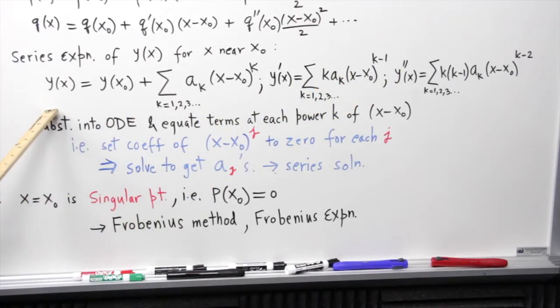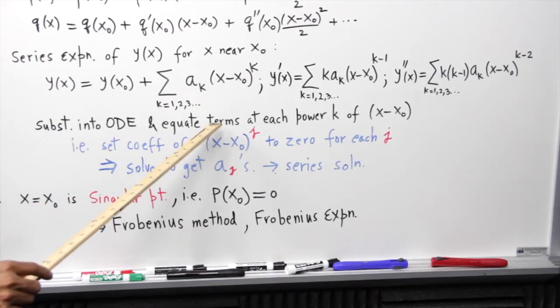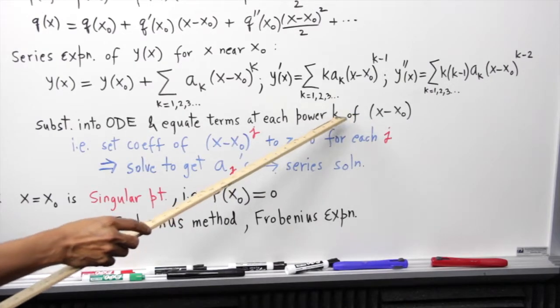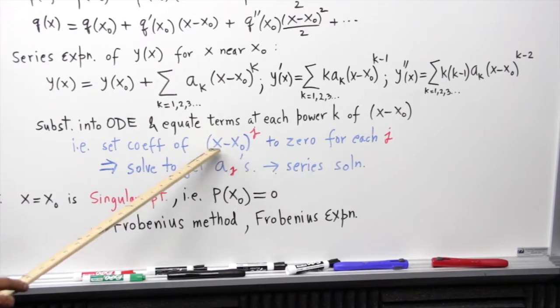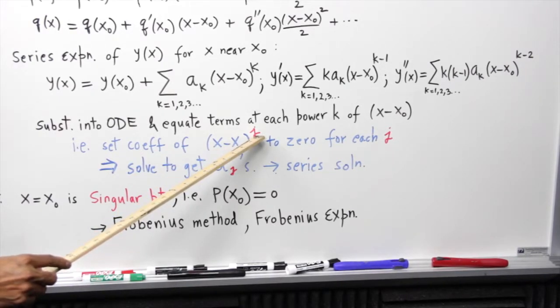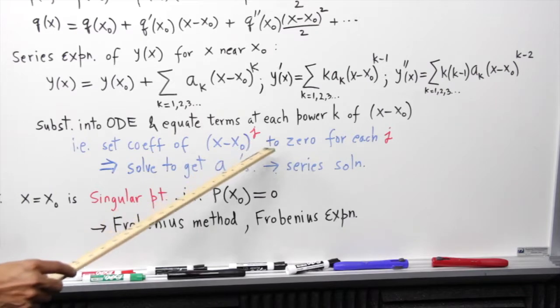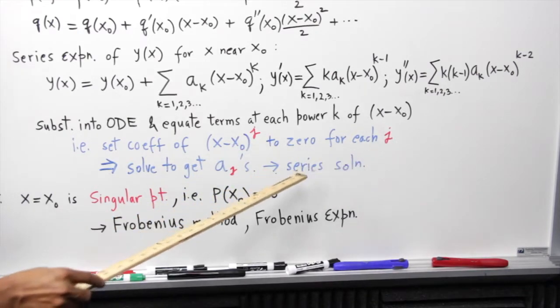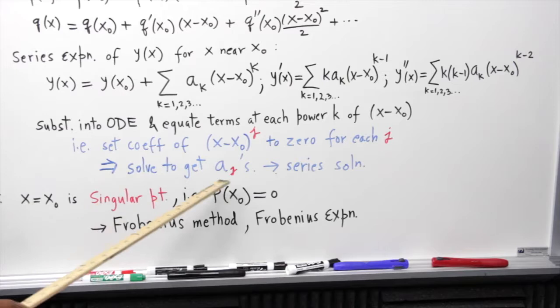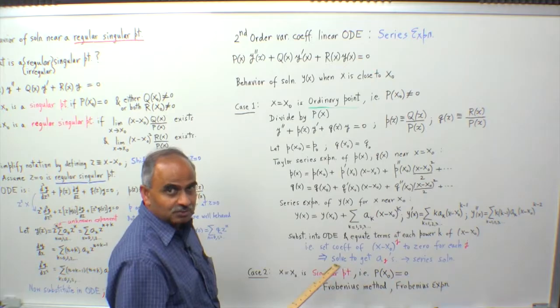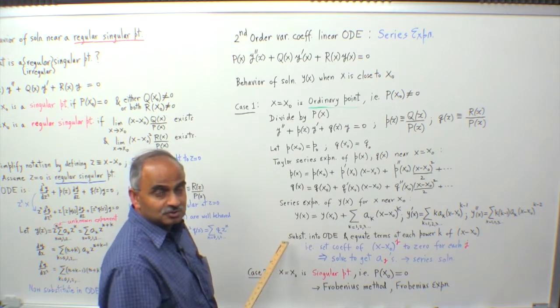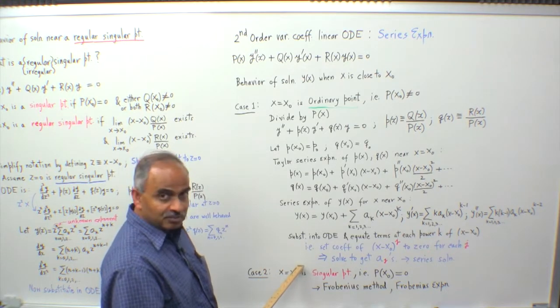These appear in the equation, and so we need them. We substitute these in the governing equation, this ODE, and look at the coefficient at each power of x minus x naught. In particular, we can look at x minus x naught to some power j, evaluate that coefficient and set it equal to 0 for each value of j. That would be a system of equations for the a_j's which we can solve, and that would then give us the series solution. That is how we can find the behavior of the solution near an ordinary point.